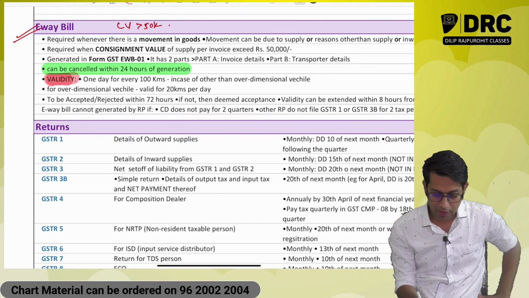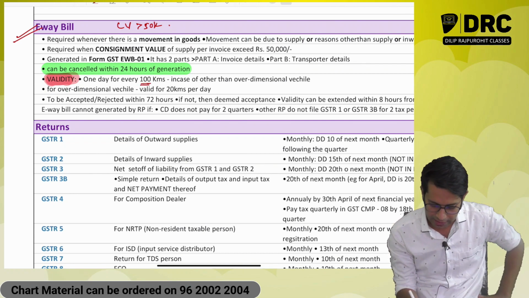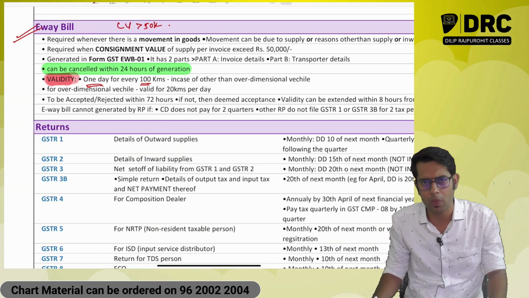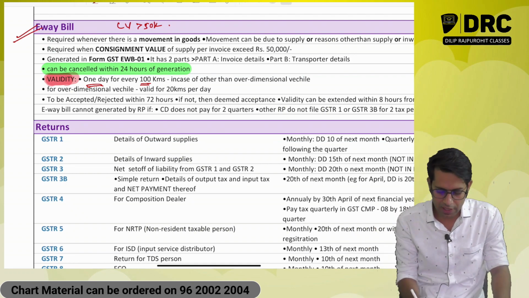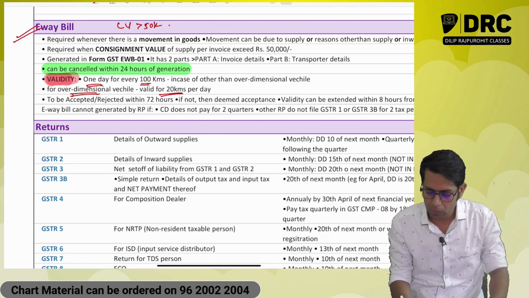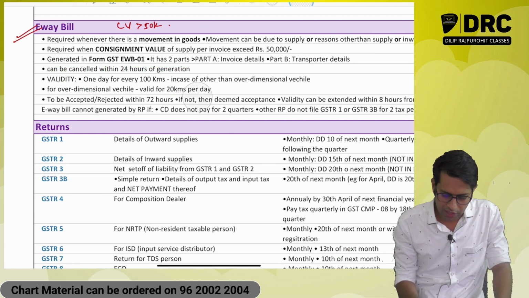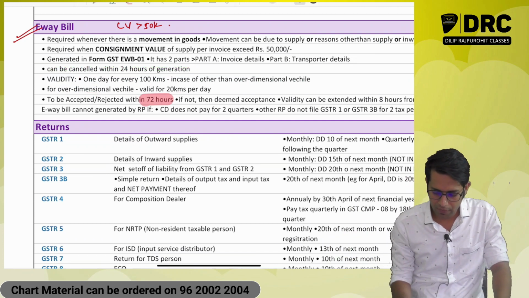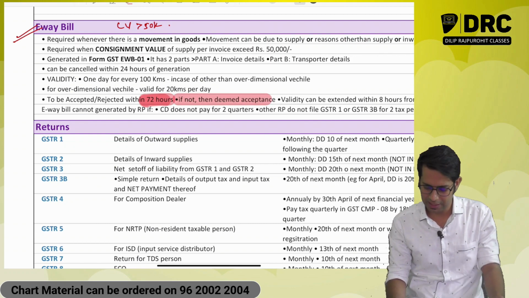The validity of e-way bill: for every 100 kilometers or part thereof, it is 1 day, for vehicles other than over dimension vehicles. If it is an over dimension vehicle, that is very big trucks, then for every 20 kilometers or part thereof, it is 1 day. Now, e-way bill can be accepted or rejected within a period of 72 hours. If it is not accepted within 72 hours, it is deemed accepted.